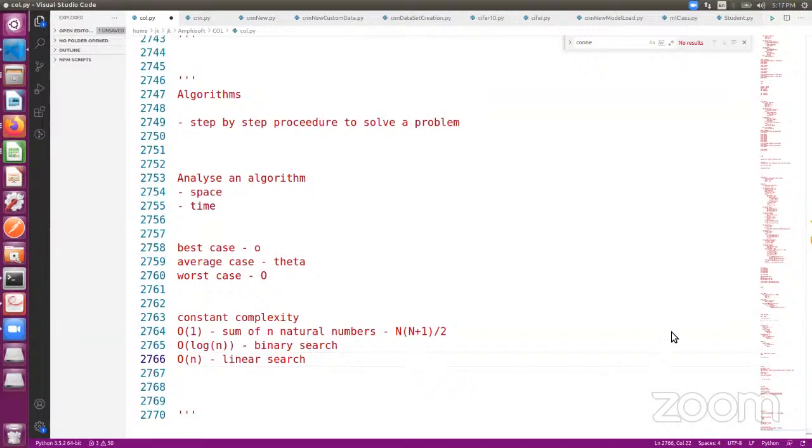Okay, so I have a question in the chat box, Mala. How is the complexity of sum of natural numbers order of 1? I still didn't get it. Okay, anyone wants to answer this question? Just now I gave you the answer. Because it can be solved by a direct formula, right? Yes, n into n plus 1 by 2. That's a direct formula. So whatever might be the value of n, you can use this formula to calculate the sum of n natural numbers. That's why it is order of 1.